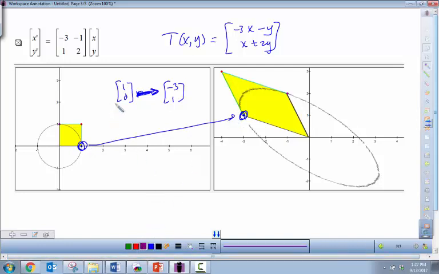Okay, the next one is 0, 1. So when x is equal to 0 and y is equal to 1, where do you go? Negative 1, positive 2. That's that new purple dot. So not only does it shear in a weird way or rotate in a weird way, but it also does some sort of reflection.